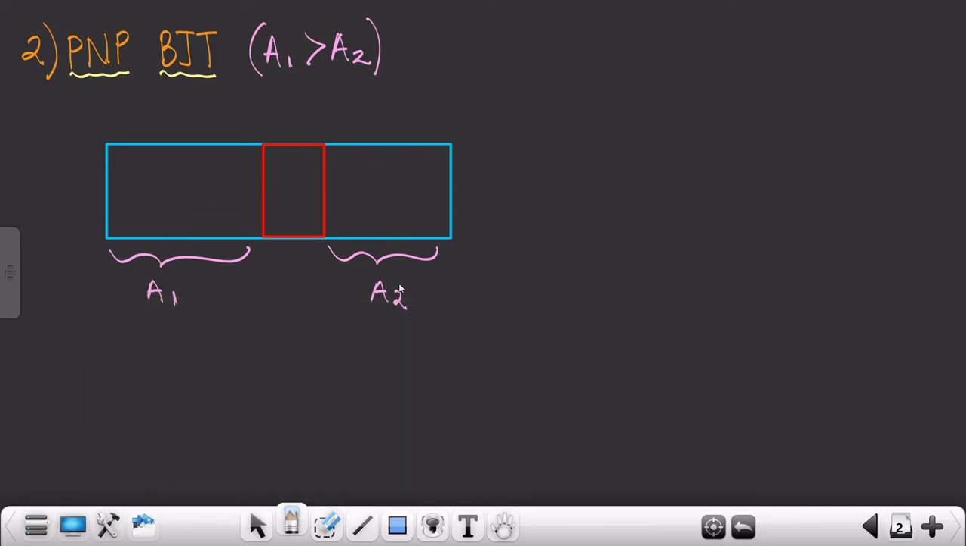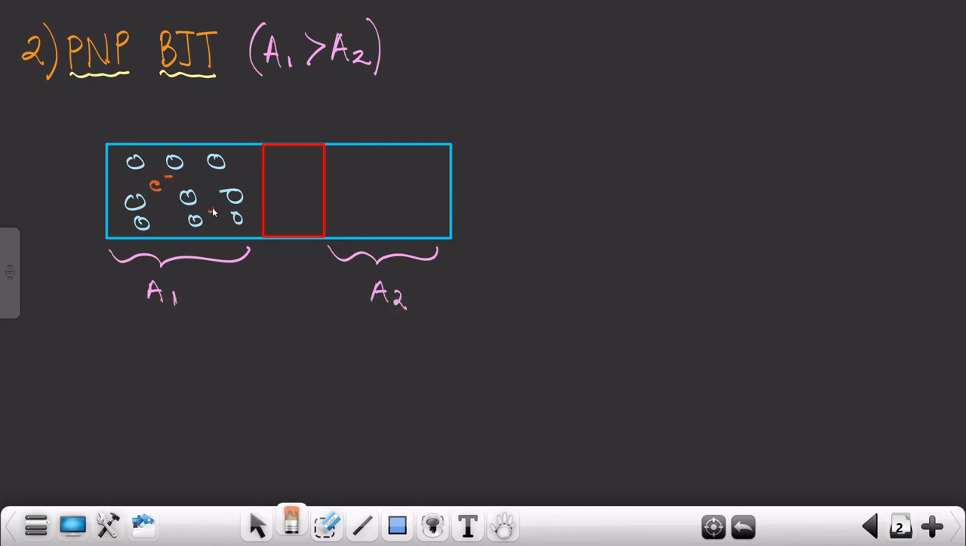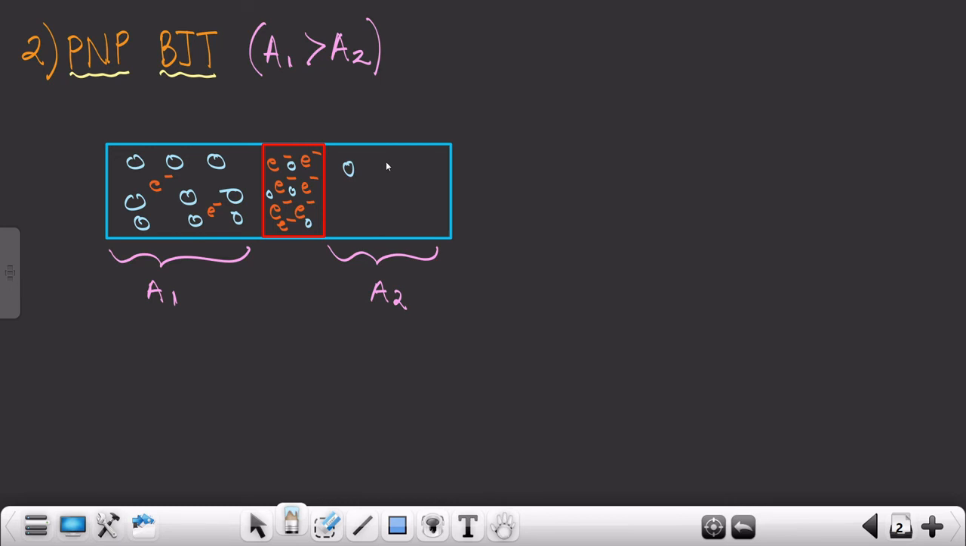That means there are more number of holes, and very few number of electrons in this particular region. So very few, hardly 1 or 2, right? Whereas in this particular region there are more number of electrons, and very few number of holes. And over here as well, in this particular region you will see more number of holes.